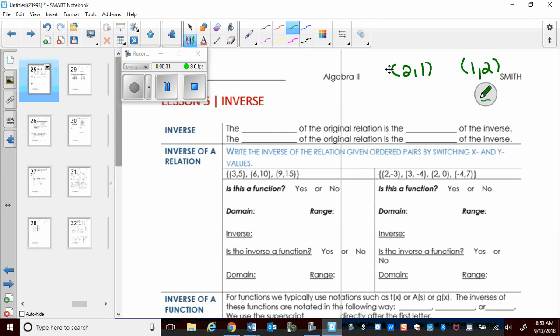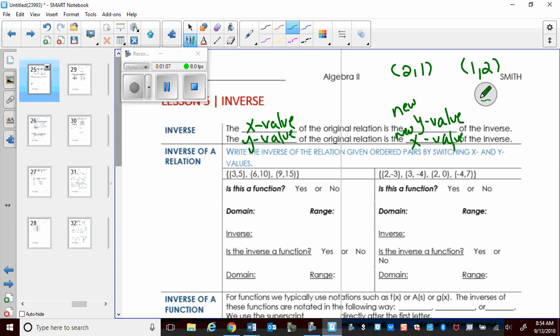All right. So for inverses, the x value of the original relation, this set of coordinates, is the new y value for the inverse. That's how it works. The y value for the original relation is the new x value. All you're doing is switching it. I could use more formal language, but you're going to be getting this kind of language.